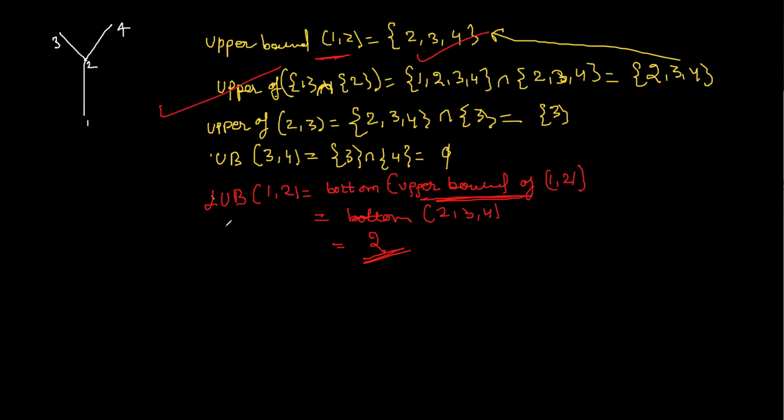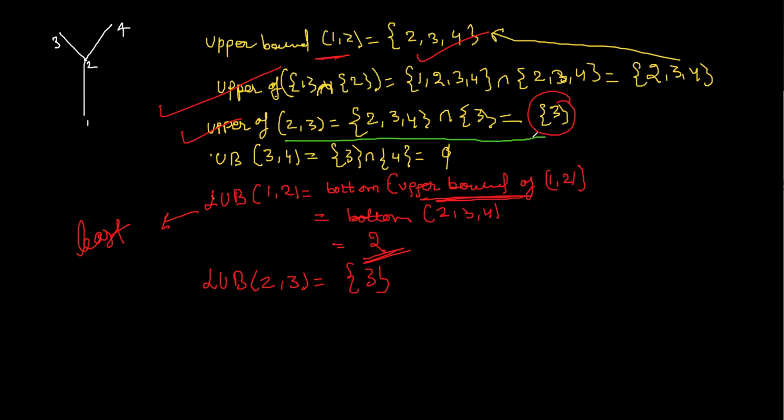If I ask you what is the least upper bound of 2, 3. LUB means least upper bound. So if a single element is there, then no need to compare. That is the least element. Understood? Yes, only 3 is there. So least upper bound will be what? Only 3 is there. Okay. Write this.